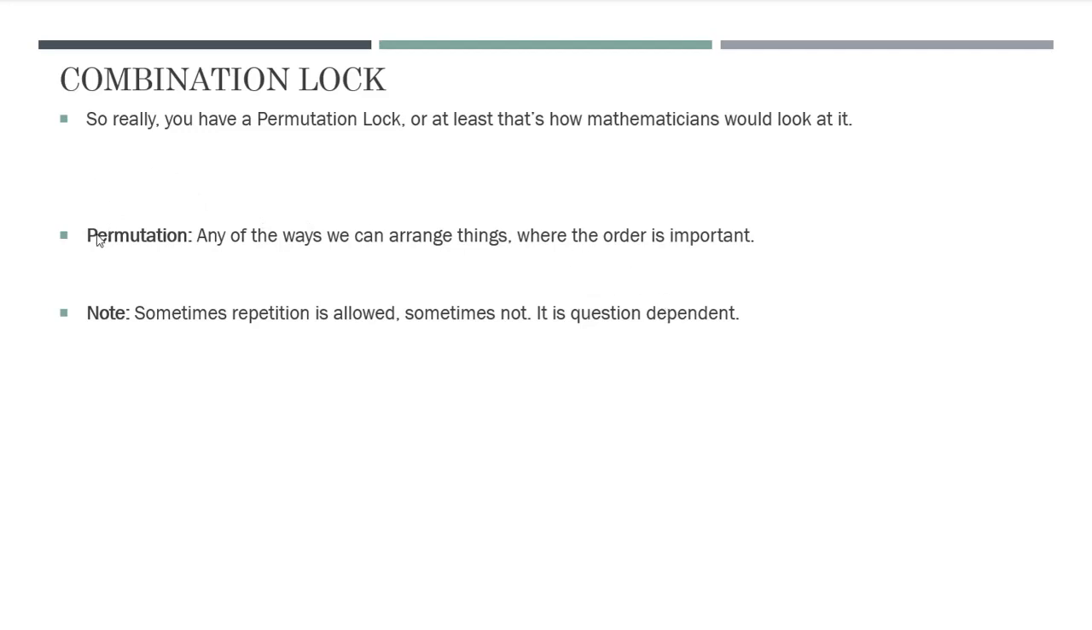So we have this definition: any of the ways we can arrange things where the order is important. Now, sometimes repetition is allowed, sometimes it's not. It depends on the question. And what it means by repetition is like our combination lock. We're allowed to have the digits 15, 15, 15. So we could use the same number over and over again. Sometimes that's not allowed. Honestly, I've never seen a lock where all 3 digits are the same. So I'm thinking the manufacturer probably doesn't allow that.